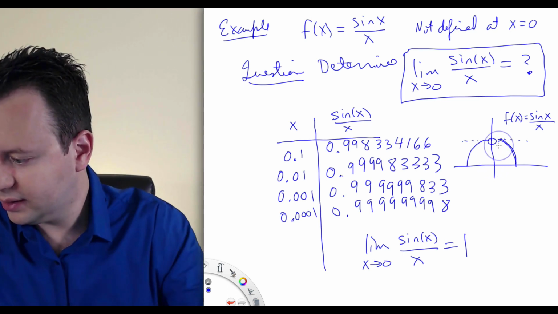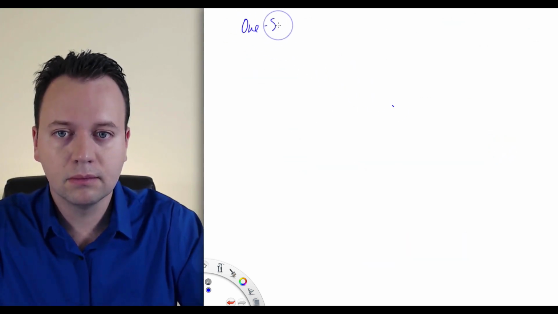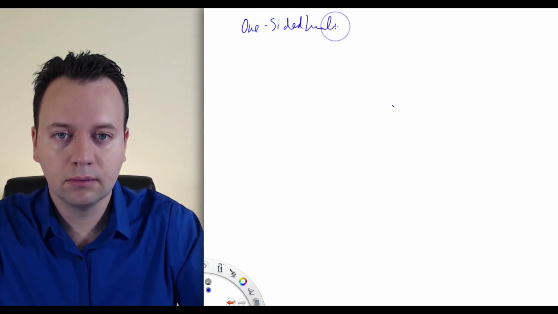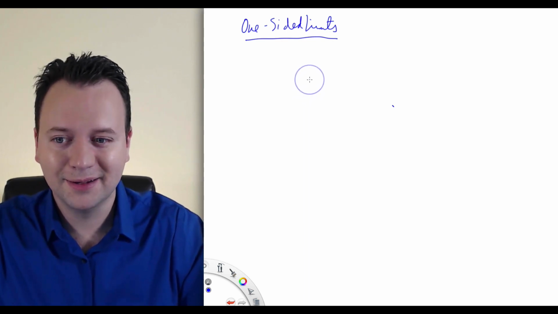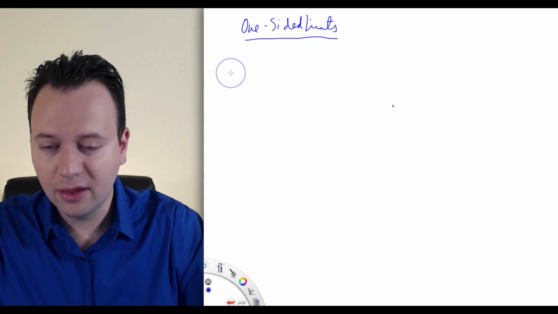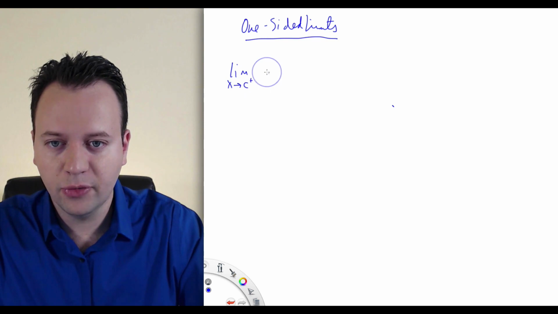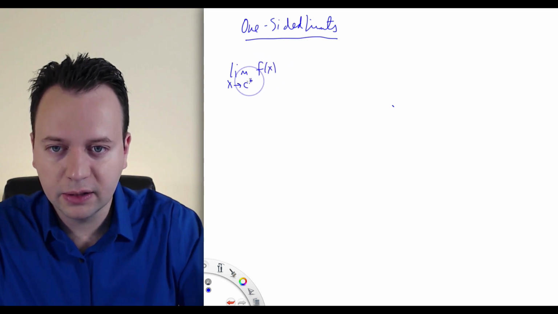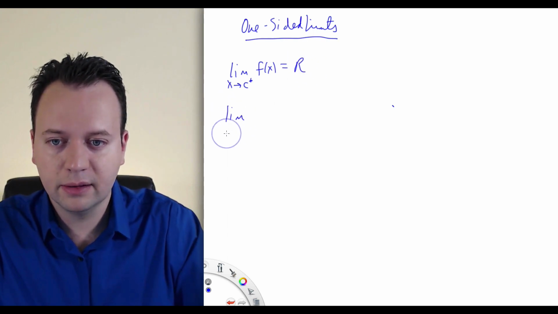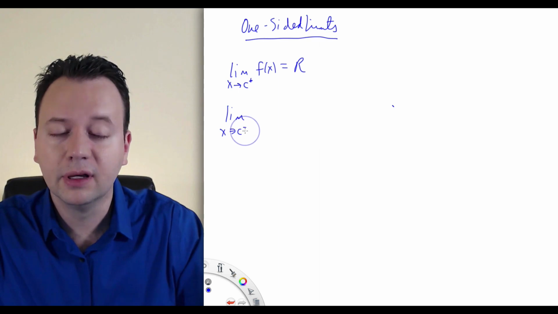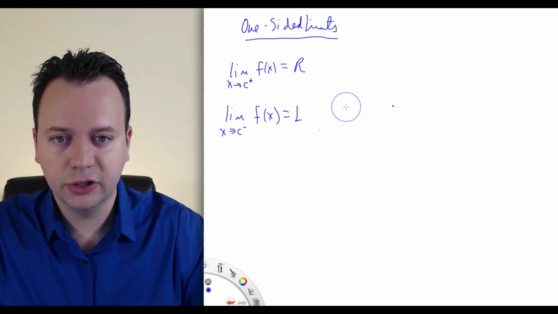So moving on, we're going to discuss something called one-sided limits. So there are two types of one-sided limits. And the first one, we would say limit as x approaches c from the right of f of x, so that's a small superscript plus sign, is equal to R. Or the limit as x approaches c from the left, so that's a superscript minus sign, of f of x is equal to L. So I used R and L just for right and left.